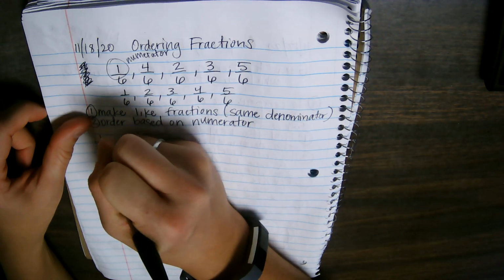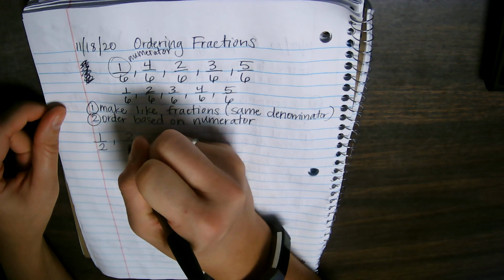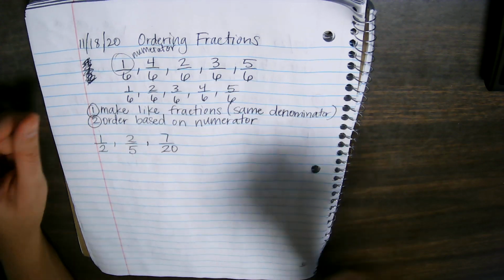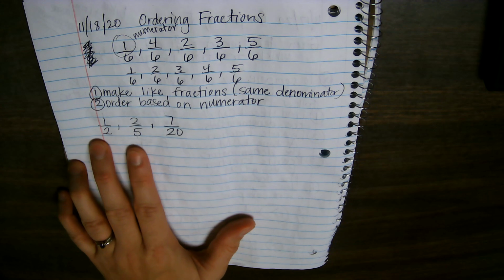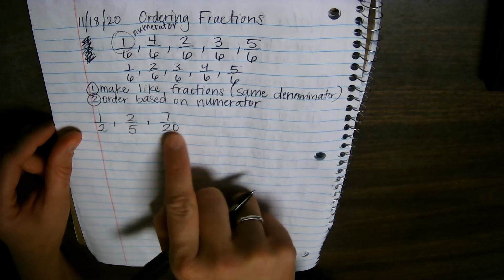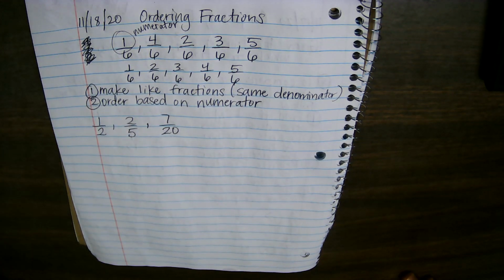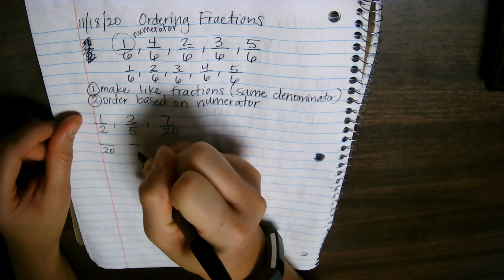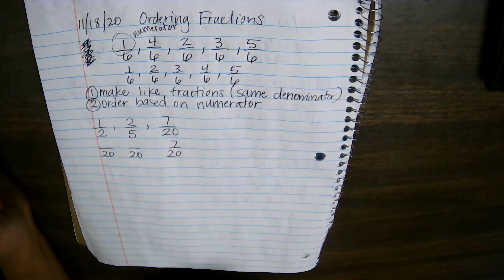So here, skipping back to my original example, 1/2 and 2/5 and 7/20. How would we order them? Well, first we're going to make like fractions. So we're looking for the lowest common multiple of 2, 5, and 20. Well, I noticed 2 goes into 20 and 5 goes into 20, and 20 of course is a multiple of itself. So we are going to rewrite these over 20. The nice thing is this one we don't even have to change, right? Because it's already out of 20.